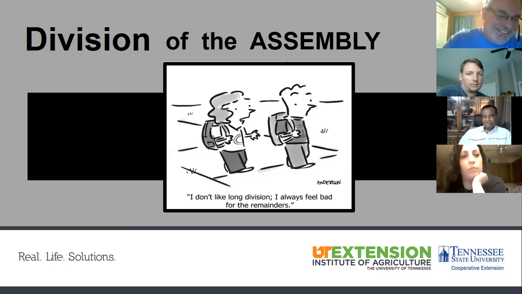As chairman, sometimes we might come across something called a division of the assembly, or simply a division. What that means is someone wants a revote, not necessarily a recount, but a revote. So if we go back to the red car main motion, we'll use that as our example.